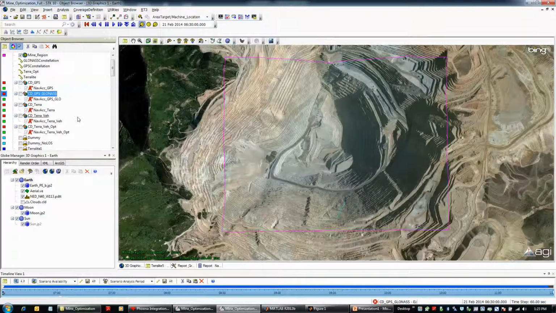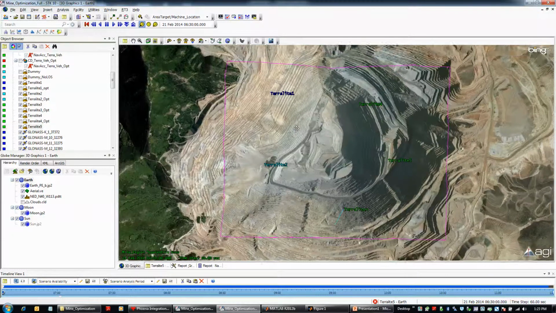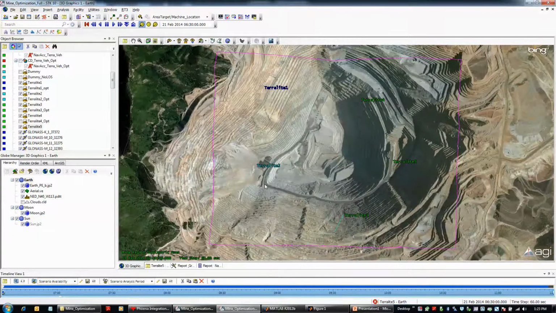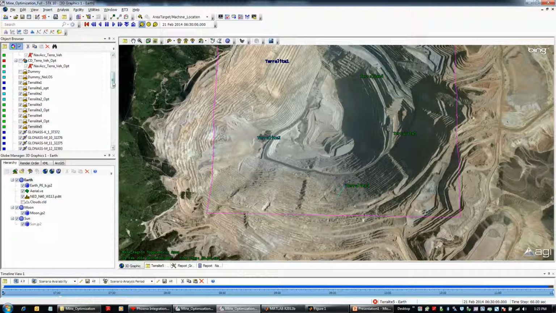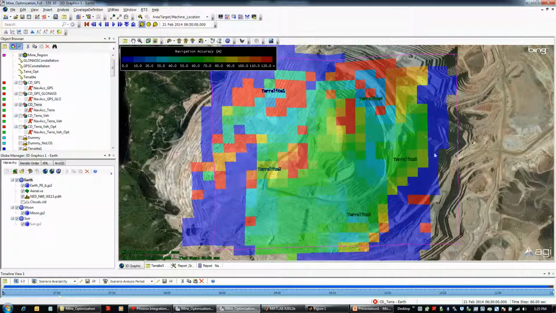The next thing I did is I started using terralites. I placed 5 of them at 5 random locations, and based on these locations I calculated what the navigational accuracy will be over the entire region, and this is what I get. The navigational accuracy is pretty poor. Wherever there is red it is like 120 meter accuracy, and wherever there is blue it is almost 0. These regions wherever there is blue are not covered because the terralites are placed almost inside.